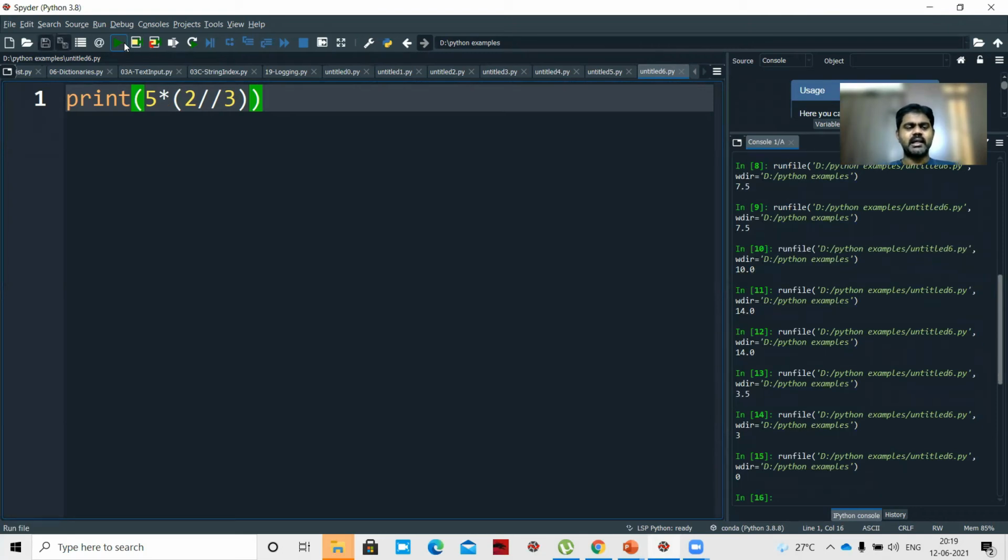Why? Because 2 floor division of 3 will get 0. So 5 into 0 will get 0. So I hope you understood the left to right associativity. And also we have right to left associativity in Python only for exponent. For exponent, we have only right to left associativity.